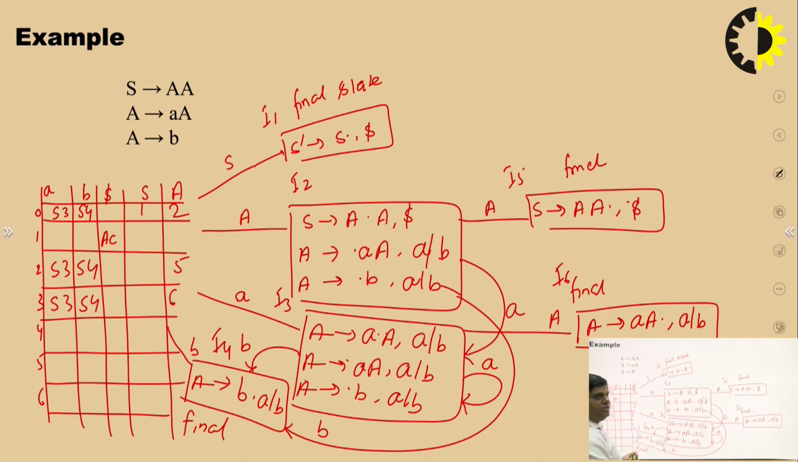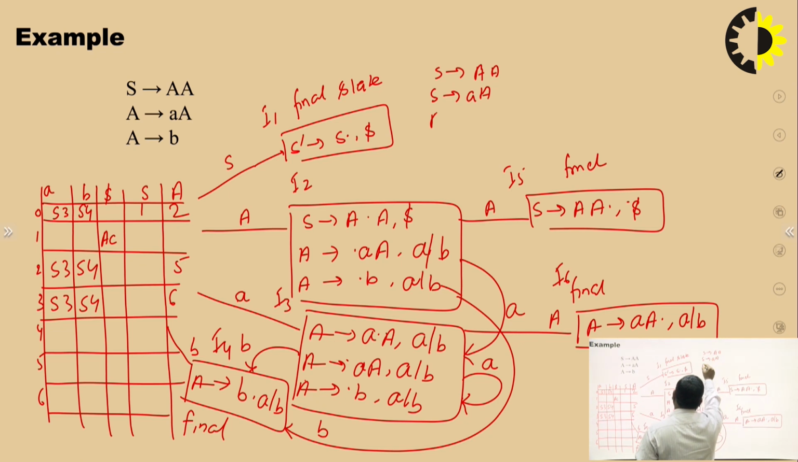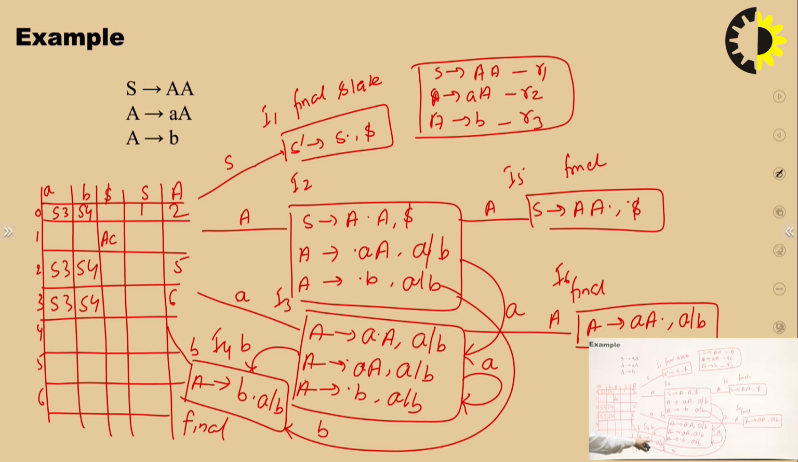We move from the S4 state, that is the final state. My grammar is S tends to AA, S tends to A, and A tends to B. That is R1, R2, R3. This is my original grammar, and this production is R3. R3 is written under look-ahead symbols A and B.